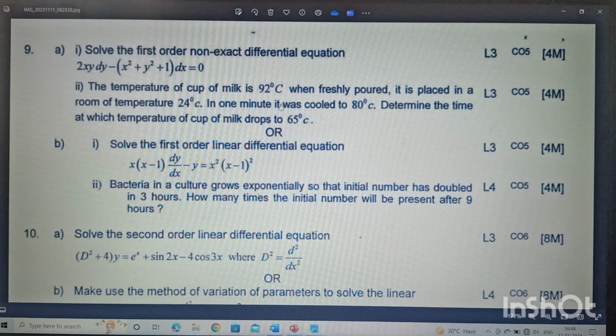And ninth question or choice question. Solve the first order linear differential equation. X into x minus 1 into dy by dx minus y into x square into x minus 1 whole square. This is a linear equation. Okay, now first of all converted to linear form after finding the solution.